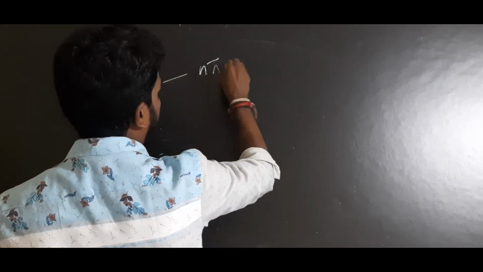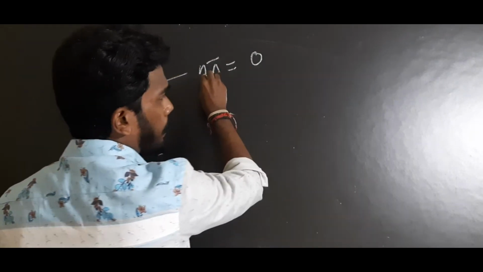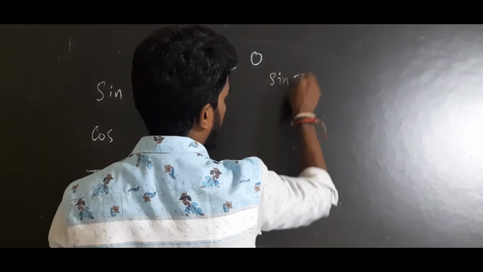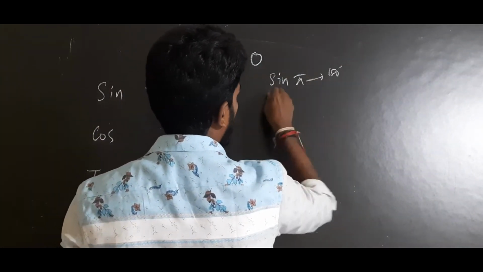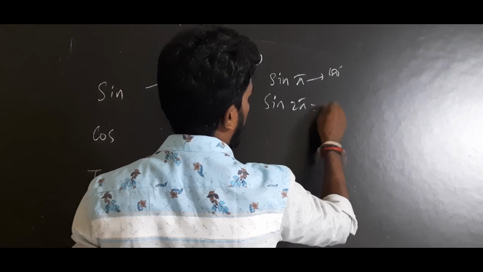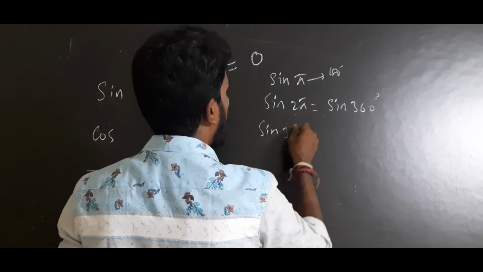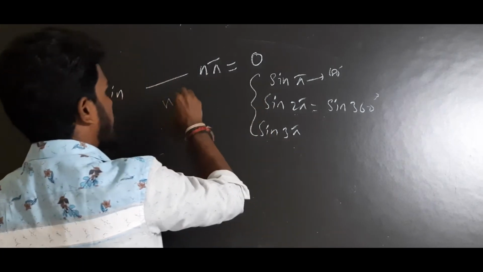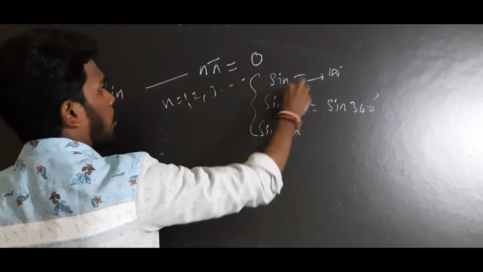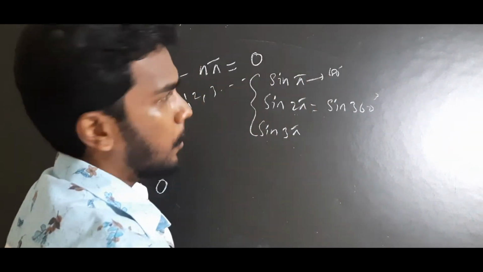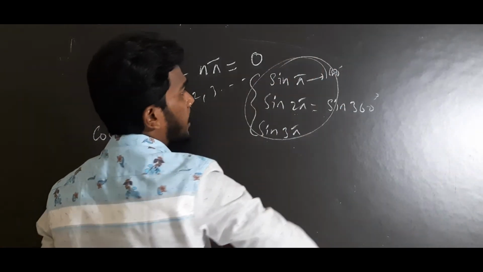For 180 degree, sine n pi will be equal to 0. What is this n pi? Like sine 1 pi, pi means 180 degree. Or sine 2 pi, 2 pi means sine 360 degree, 2 into 180, 360. Or sine 3 pi, whatever this n value, where n is equal to 1, 2, 3, followed by the pi value, we will get an answer of 0. All these values will be 0.